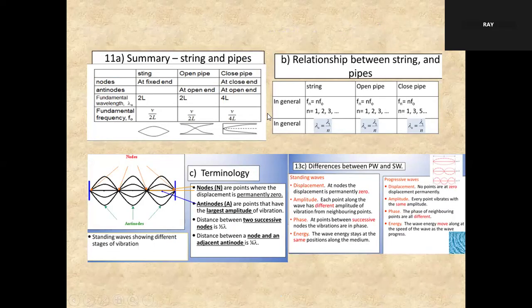All these facts must be in your head, or work it out if you cannot memorize it. Know what nodes are: points where the displacement is permanently zero. Antinodes are points that have a large amplitude of vibration. Distance between two successive nodes is half lambda. Distance between a node and an antinode is a quarter lambda. This is the difference between progressive wave and standing wave that you need to remember.